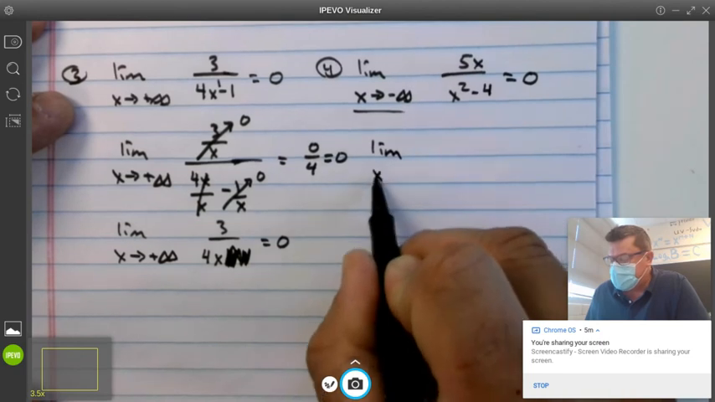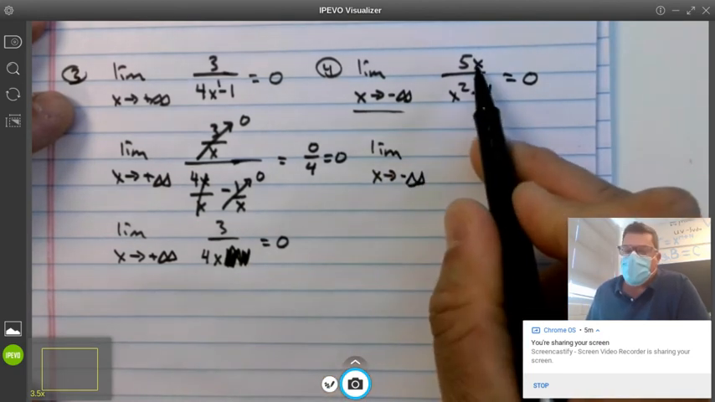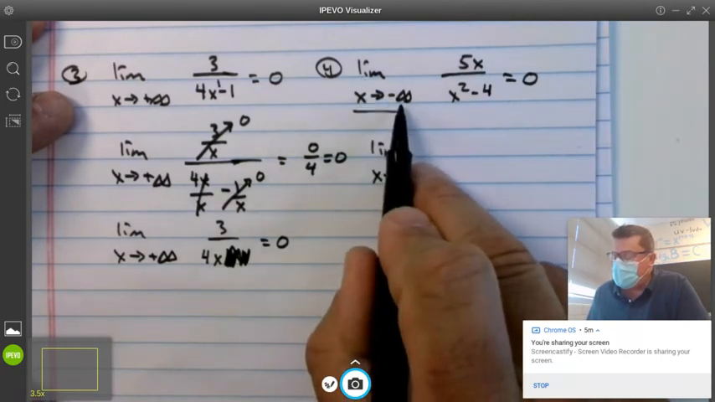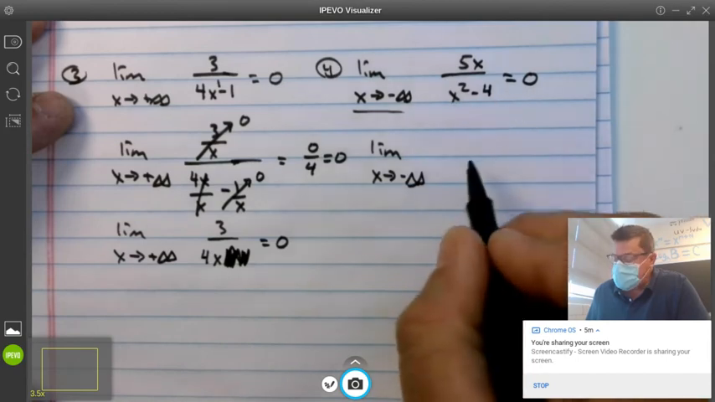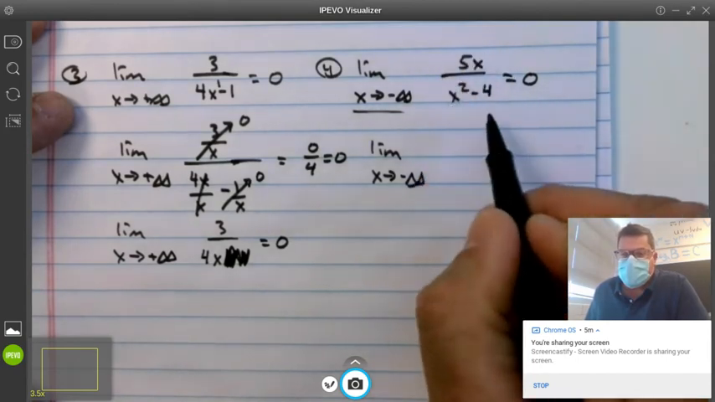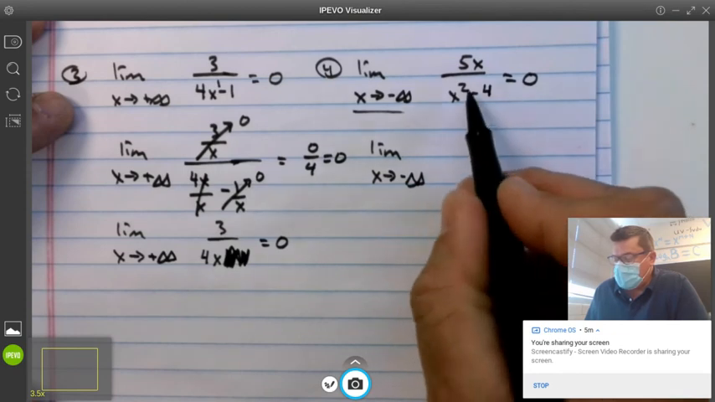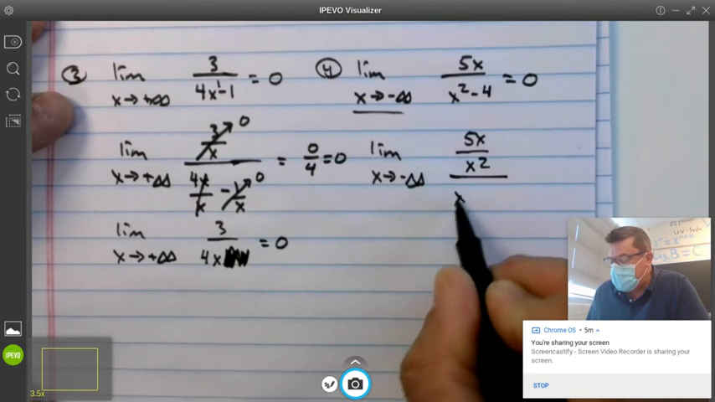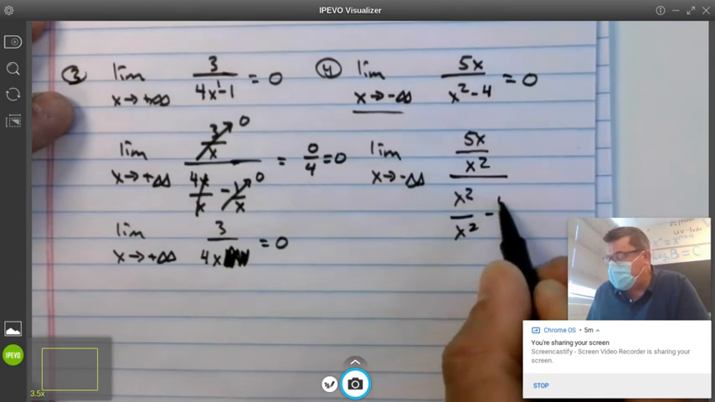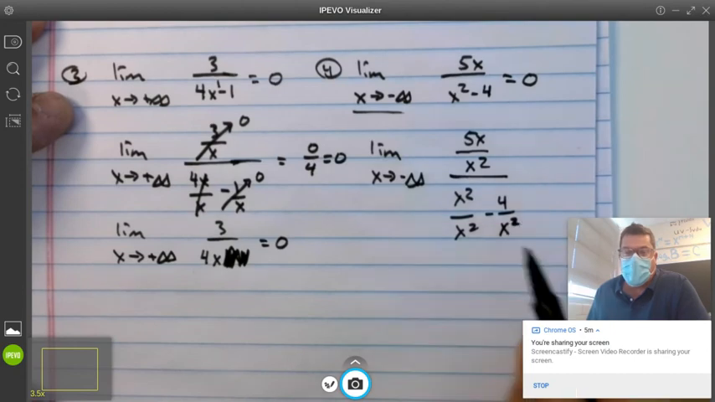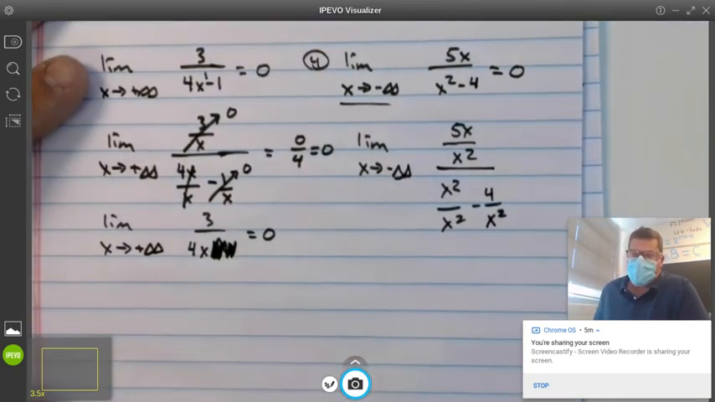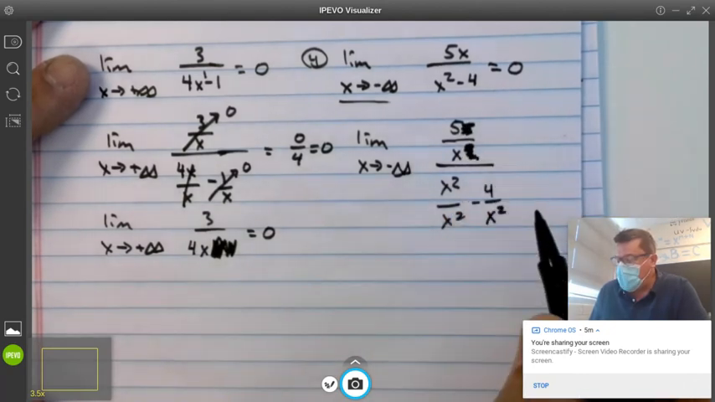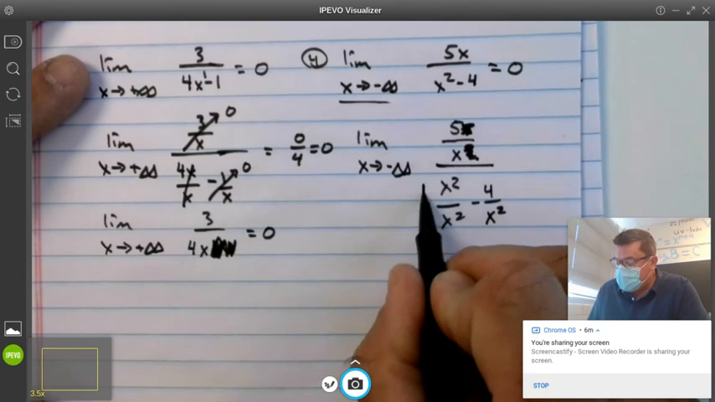The book intends us to divide every term by the highest power of x. So as your limits go to infinity on a rational equation, what's the highest power of x in this problem? x squared. So we're going to take that 5x and divide it by x squared. We're going to take that x squared and divide it by x squared. We're going to take that negative 4 and divide it by x squared. We're going to take everything and divide it by x squared. Some things cancel. This cancels with one of those. Both of these cancel and you're left with 1 over 1.